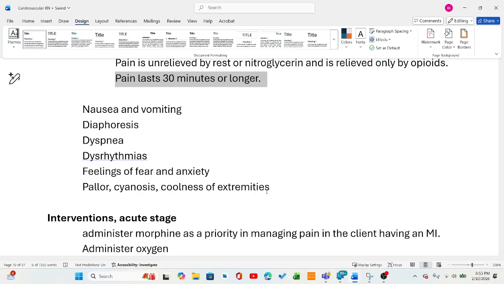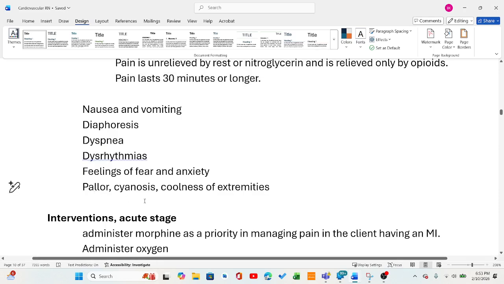Think about MI. Think about dyspnea. These are the same things that we saw in angina. You can see that the person will feel fear, and then anxiety will set in. Now, because the heart is not pumping the way it's supposed to pump, you assess for pallor, which is a complication of heart failure. Again, perfusion. So pallor, cyanosis, coolness of the extremities.